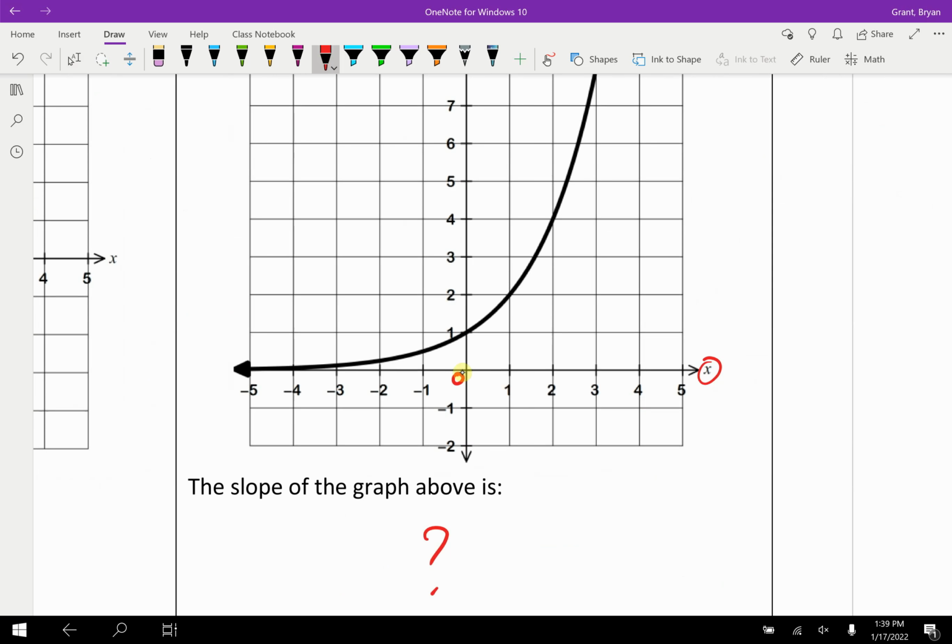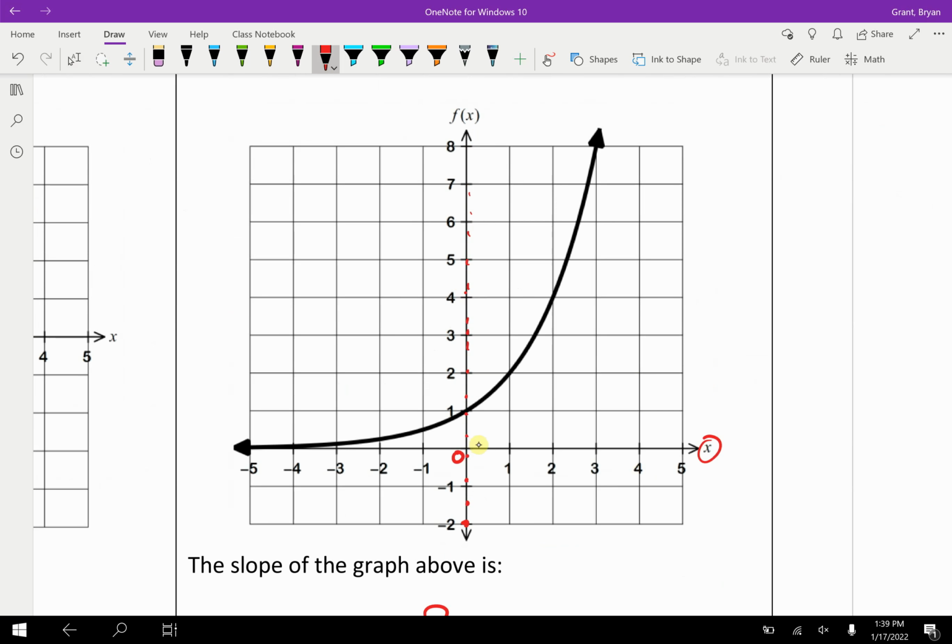So when x is 0, we think about all the points on the y-axis. Every point here has an x of 0: (0, 2), (0, 3), (0, 4). But which one of these points do I actually care about? We care about the point that is on our exponential function, and that is this point right here. This is the point (0, 1), but it's also just the point when x equals 0.